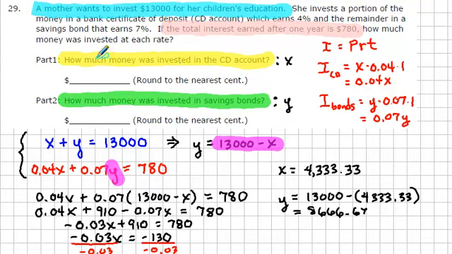So how much money was invested in the CD account? Well, that's the X amount. That's $4,333.33, rounded to the nearest cent. And how much was invested in savings bonds? $8,666.67 to the nearest cent.